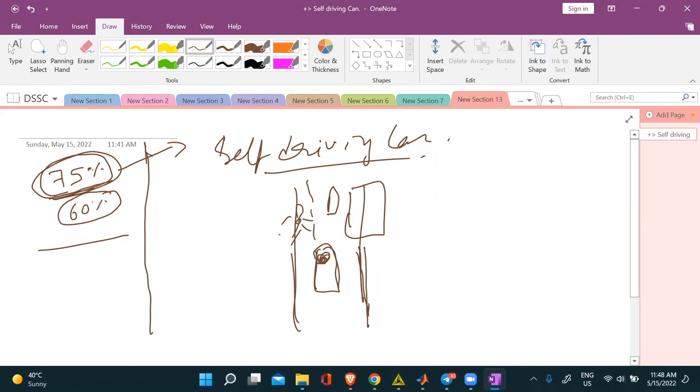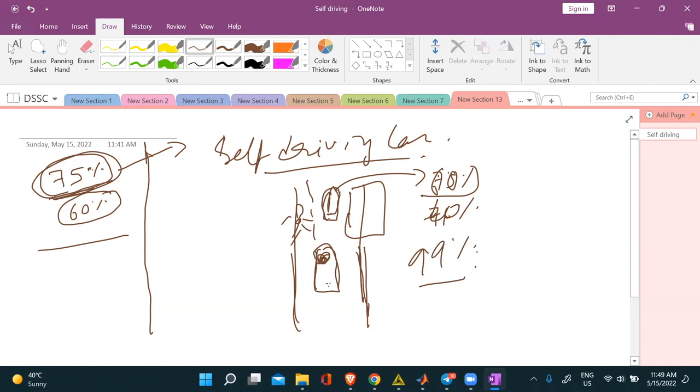Suppose an object is going on the road, and if the accuracy rate is not high, it classifies it as 60% a car and 40% a truck. Then this is going to be a big problem for this car. So the accuracy rate in a self-driving car should be more than 99%. That's why it depends on the data set and on the problem. Self-driving car is a completely classification problem.